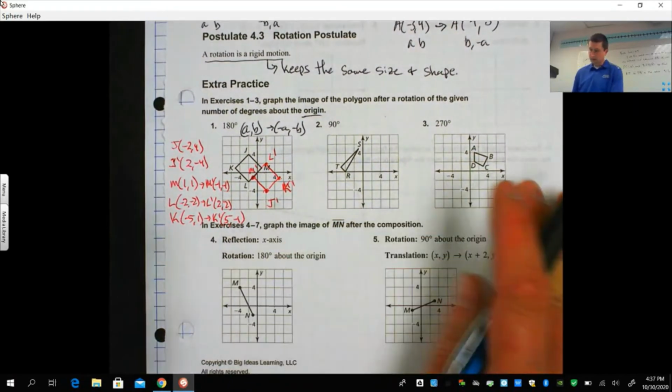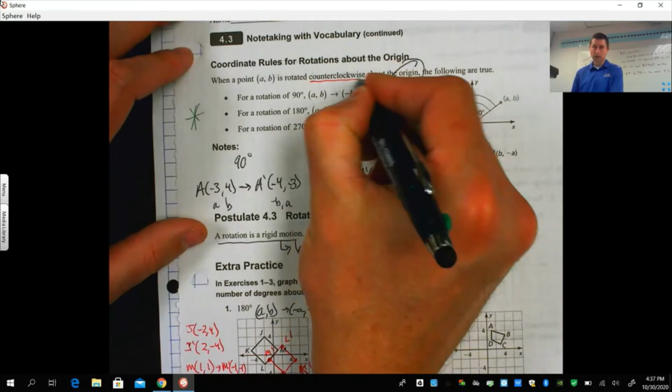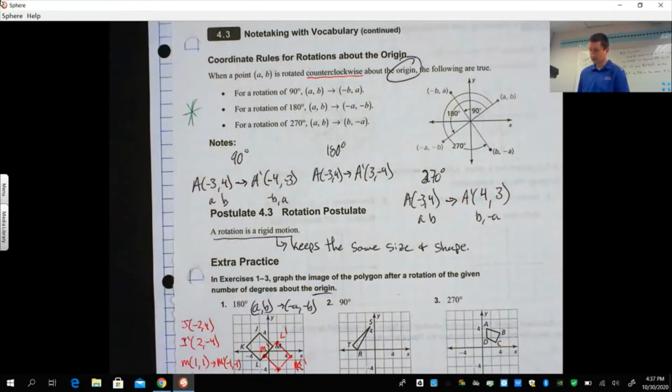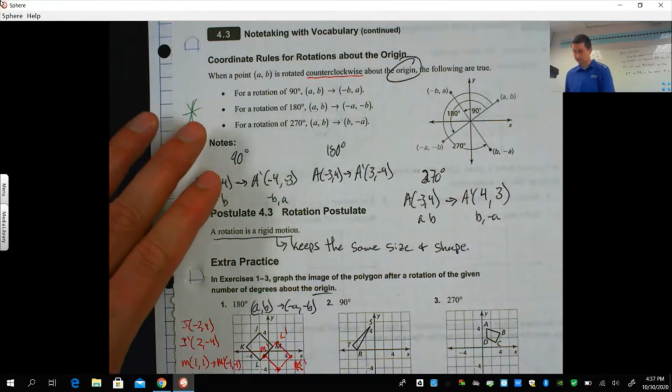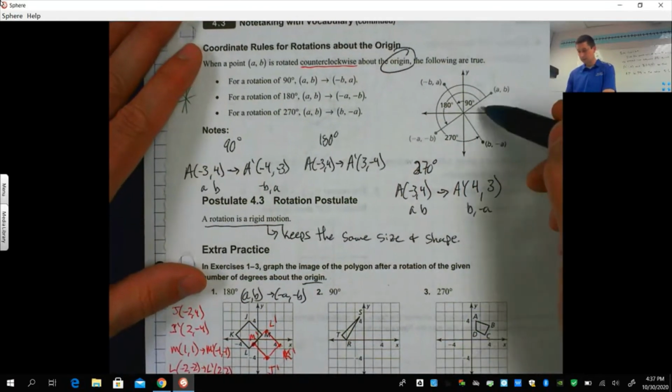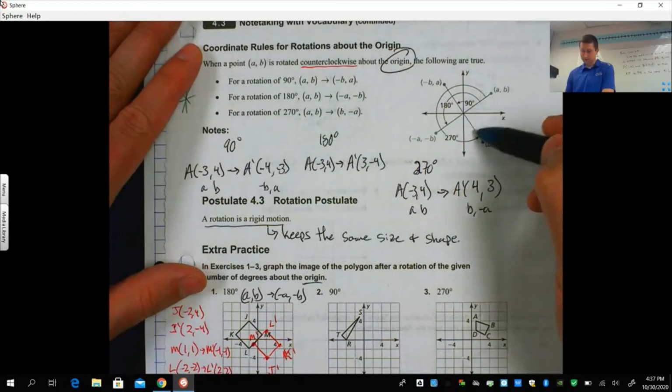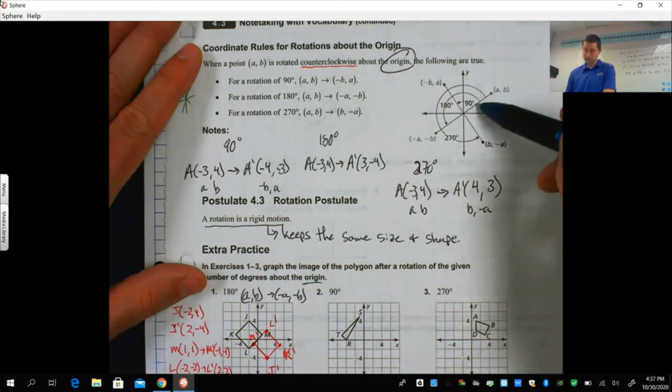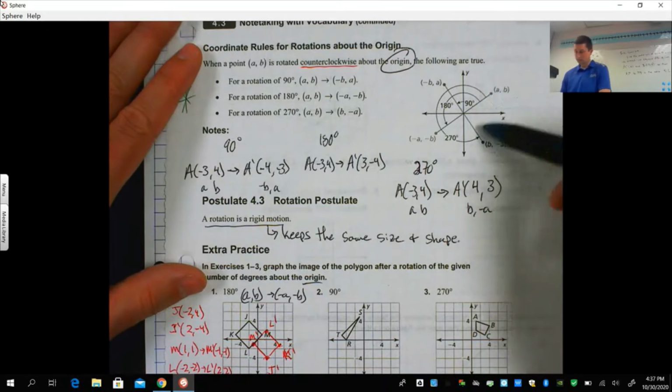Okay. Other thing to keep in mind is these are counterclockwise rotations. If you take advanced math, you'll see everything is counterclockwise. That is, a positive rotation is counterclockwise. A negative rotation goes clockwise. So I could do a 270 degree rotation, or I could do a negative 90 degree rotation. That'd be the same thing.